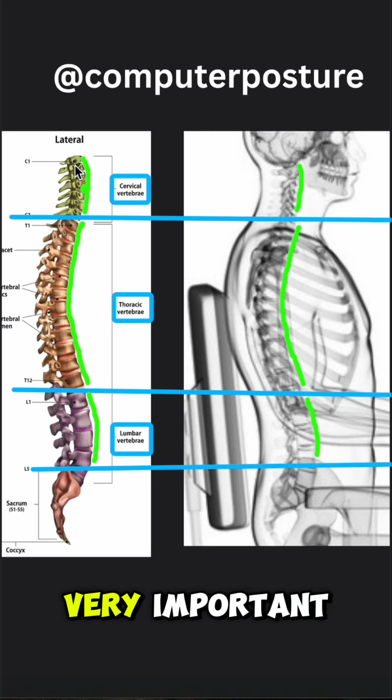These curves are very important. "Sit up straight" is not the best advice because that can be misleading. There are natural curves in a neutral spine, and that's what it looks like. I hope this helped.